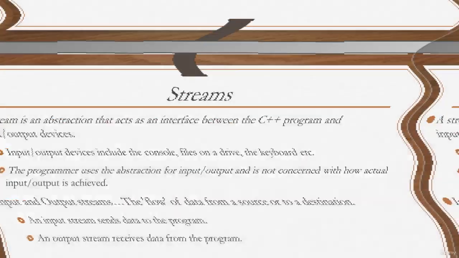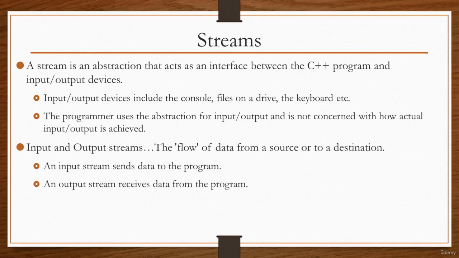Hey, welcome back. So in this lesson, we are concerned with streams and input and output, and also how we can manipulate the data that we send out or that we receive from some input. And primarily, we are focused on streams. So what is a stream? Well, a stream is an abstraction that acts as an interface between the C++ program and input or output devices.